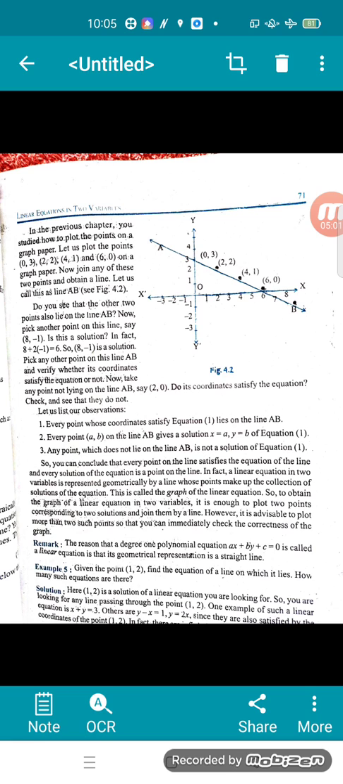Let us see what it means. In the previous chapter, you studied how to plot points on the graph paper. So let us plot the points (0, 3), (2, 2), (4, 1), (6, 0) on a graph paper. So draw the x-axis, y-axis, see figure 4.2: first quadrant, second quadrant, third quadrant and fourth quadrant. The observation is that every point whose coordinates satisfy equation 1 lies on line AB. Every point (a, b) on the line AB gives a solution x equal to a, y equal to b of equation 1. Any point which does not lie on AB is not a solution of equation 1. These points are very important from the graph.